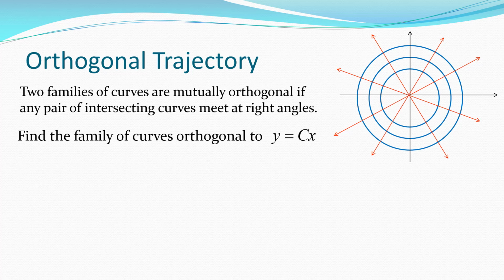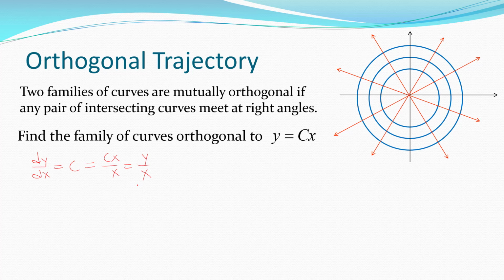So let's go ahead and try to find the family of curves orthogonal to y equals c times x as c varies. To do so, let's first find the derivative. The derivative of y in terms of x will then have to equal c. Notice that's the same as saying cx over x, and that is y over x.